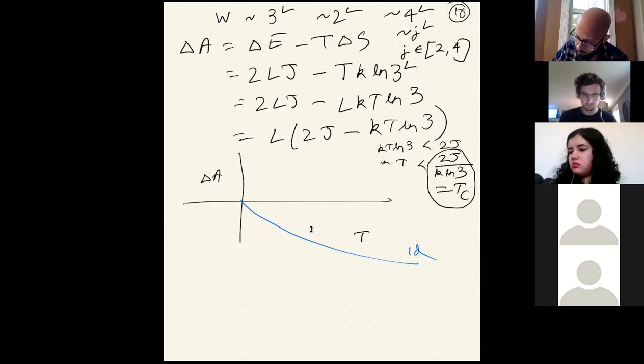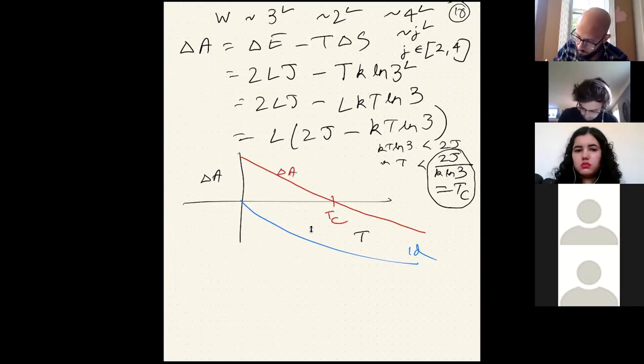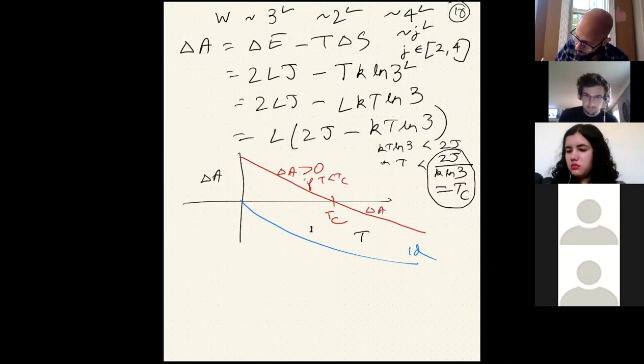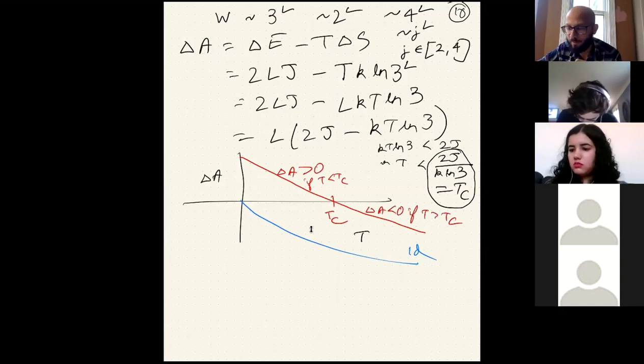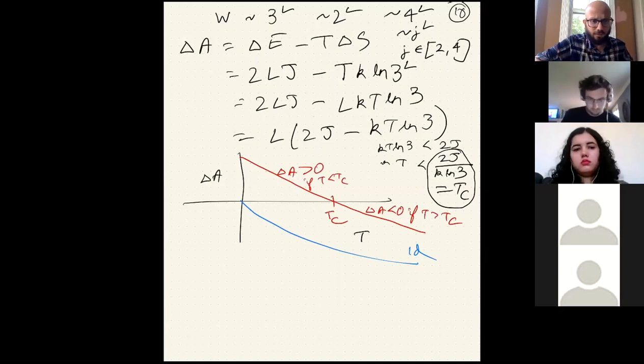And here, delta A versus temperature is going to look something like this. Delta A is more than 0 if T is less than Tc. Delta A is less than 0 if T is more than Tc. So this is why I was not too fussed over this value of 3 to the power L, 2 to the power L, 4 to the power L, because ln 3 and ln 4 are not phenomenally different. But you get a critical temperature. That's the most interesting thing. And what was Onsager's exact value?